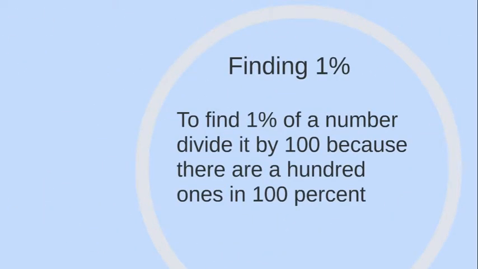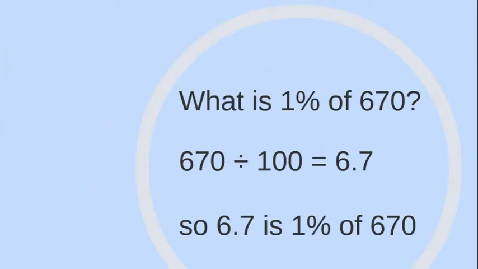Now we'll look at finding 1%. To find 1% of a number, you divide it by 100, because there are 100 ones making up 100%. So in our example, 1% of 670, we divide 670 by 100, and that gives us 6.7. So we know that 6.7 is 1% of 670.